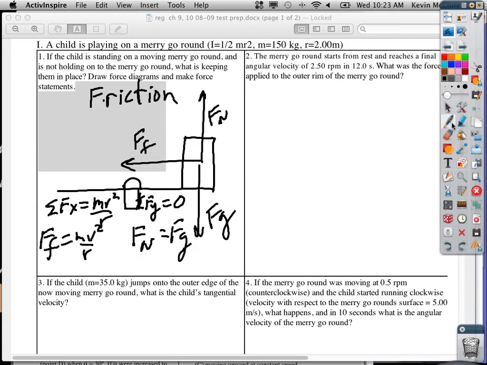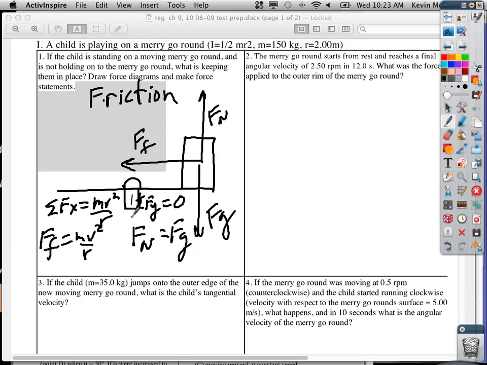Here's the force diagrams. This is a side view of the merry-go-round with the axis of rotation right there down the middle. Some of the forces with respect to the x-plane, parallel to the surface of the merry-go-round, mv squared over r. F sub f is the only force keeping this kid on the merry-go-round, and F sub n equals F sub g. So we move on.